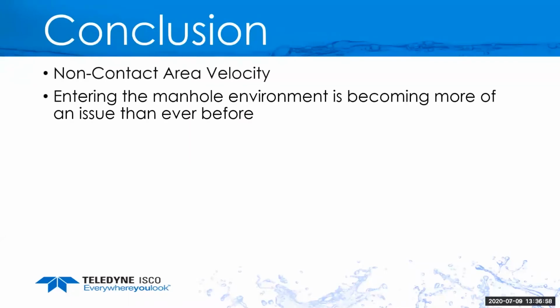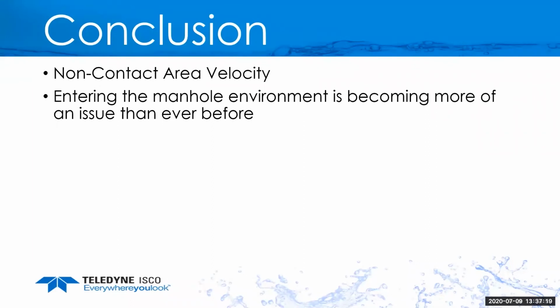All right, so we're going to go ahead and wrap this up, and we'll open it up for some questions. Non-contact area velocity is really kind of the way everybody's going. We see more and more of these. We came out with the laser in 2013, but there are a lot of different devices out there that do this. Most are radar surface velocity, and again, the laser is the only one that goes below the surface.